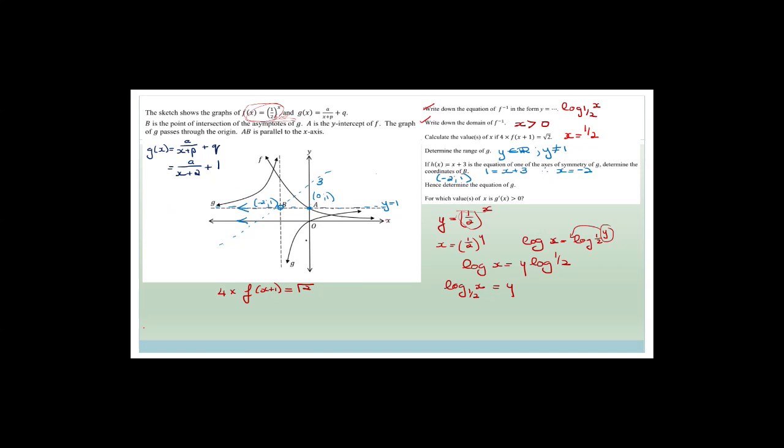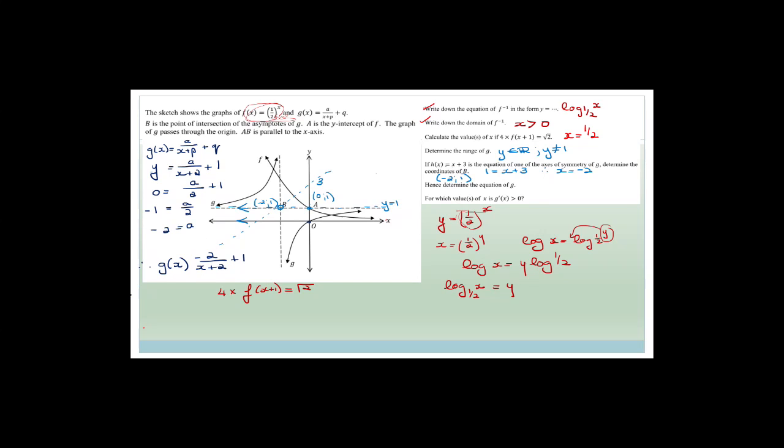Okay, but we have a point that this graph goes through. It goes through 0, 0. Do you agree? It goes through 0, 0. So we've got y is equal to a over x plus 2, plus 1. But we know that it goes through the point 0, 0. So we can go 0 is equal to a over 2 plus 1. Therefore, we can go minus 1 is equal to a over 2. Therefore, we can say a is equal to negative 2. Therefore, do you agree that g of x, the equation for g of x, is minus 2 over x plus 2, plus 1?